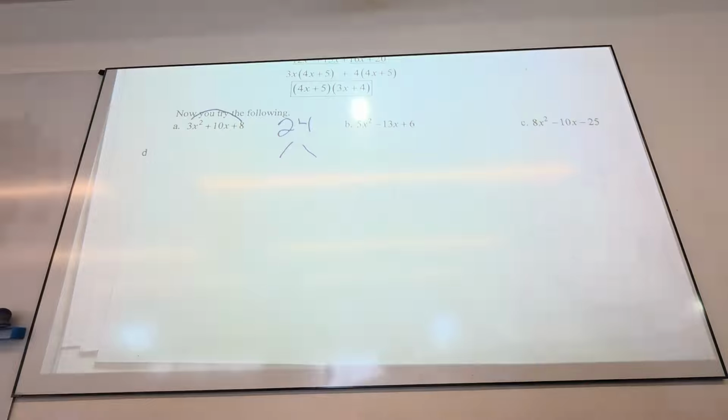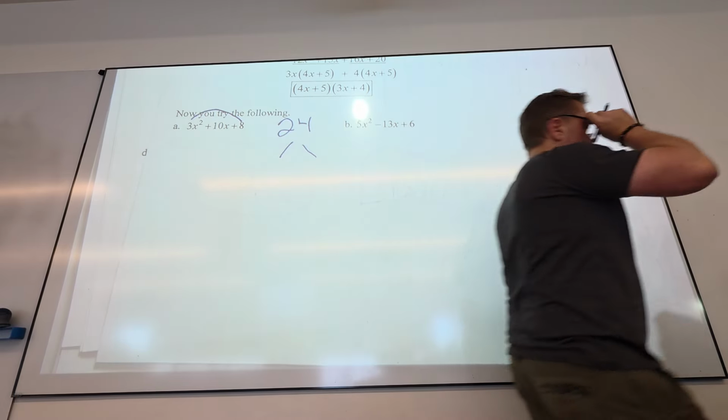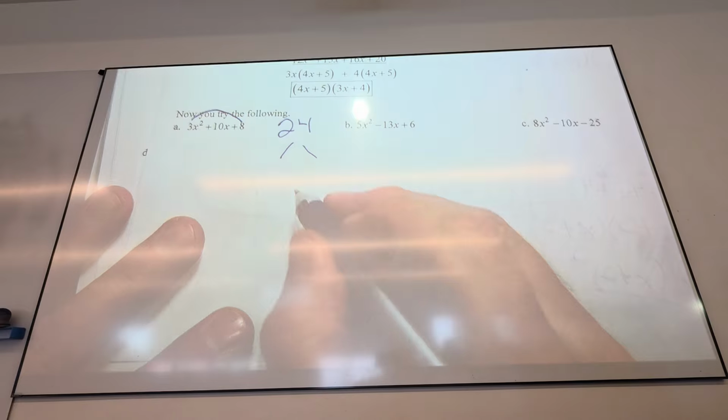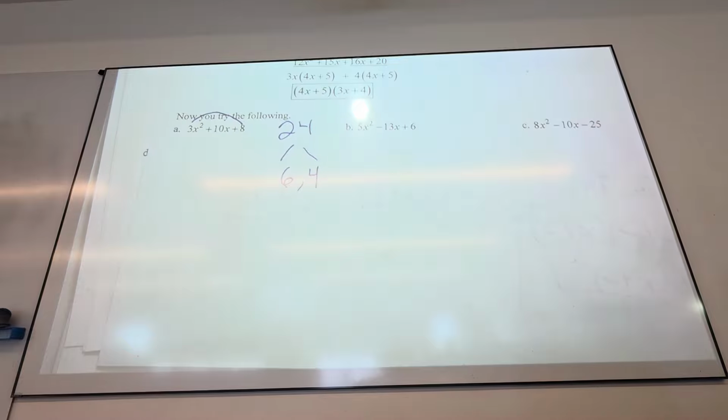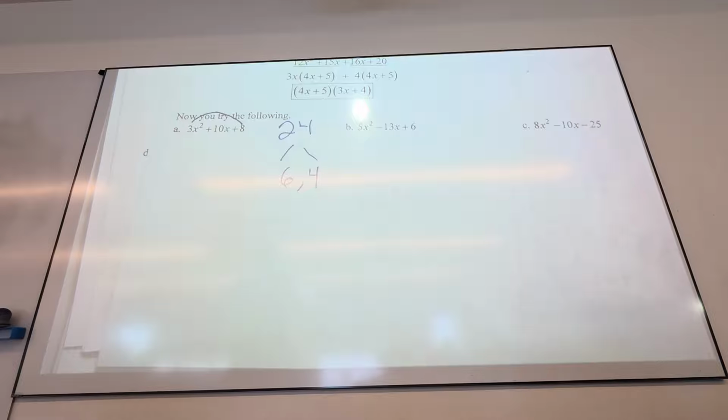Because it's not fair to find factors of 8 to add to 10, not because there aren't any, but because the 3 is going to mess things up. So what two numbers multiply to 24 and add to 10? 4 and 6, kick ass, or 6 and 4, whatever way you like to say it. Now, does this look familiar to anybody? Does anyone remember doing this kind of factoring? A little bit? It's been a long time.